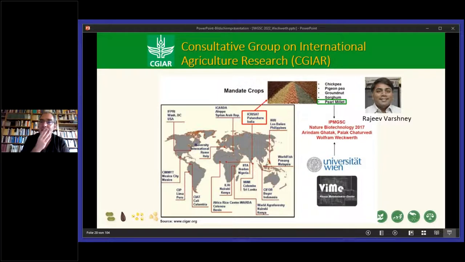And here, a good framework is also the Consultative Group of International Agricultural Research. I don't have to explain it much. It's a non-profit network for plant research and breeding. And here we work closely together with an institute in India, the ICRISAT Institute, with Rajiv Varshney. And I will come back to this.